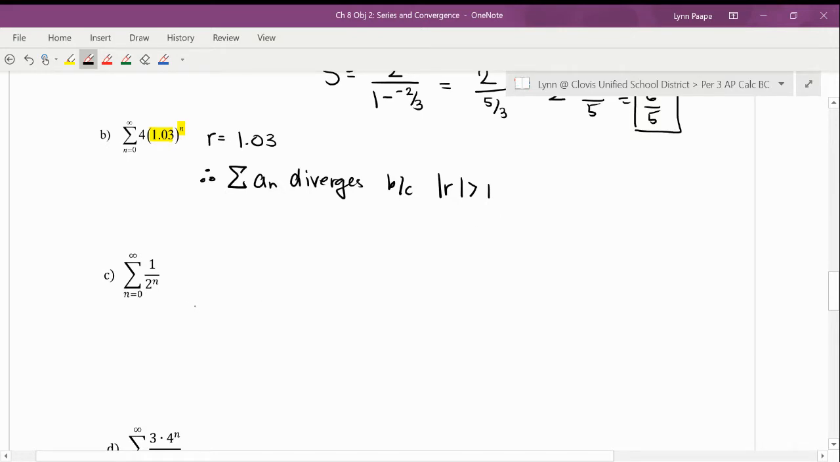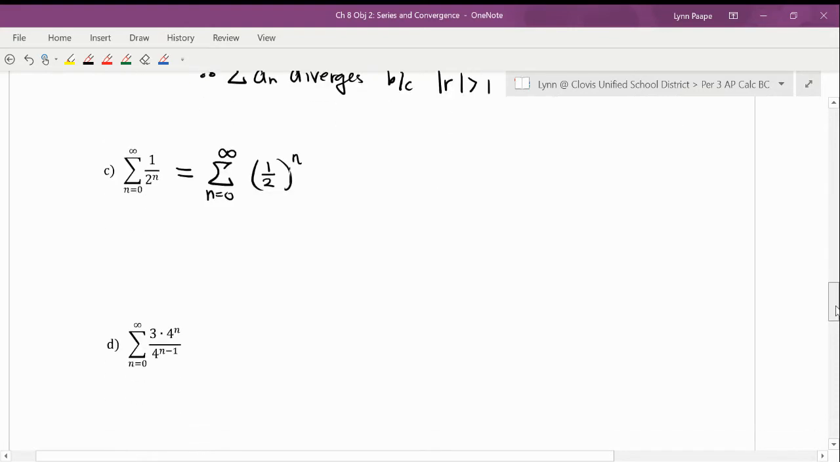Okay, moving on. Let's take a look at this one right here. I'm going to do a little rewrite so we can recognize this to be what we need it to be. This is the same thing as 1/2 to the power of n. Because this would be 1 to the n, which is just 1, and then over 2 to the n, which would be that, right? So those are equal to each other. Whenever we get something that looks a little wonky, make sure you do a little rewrite.